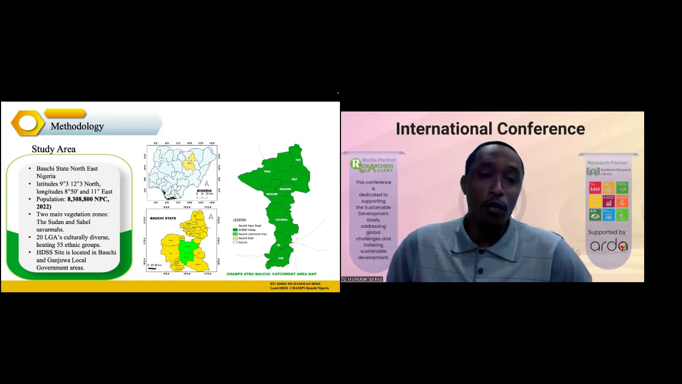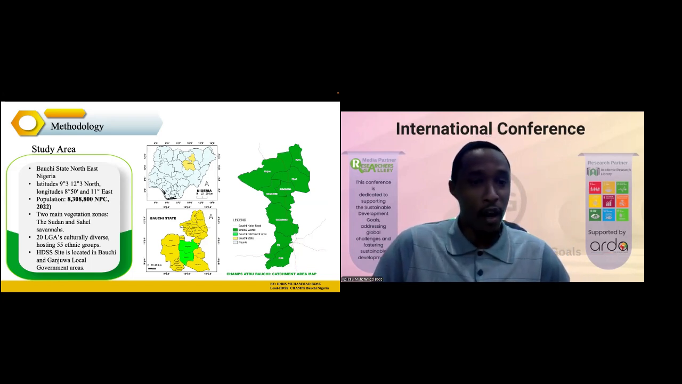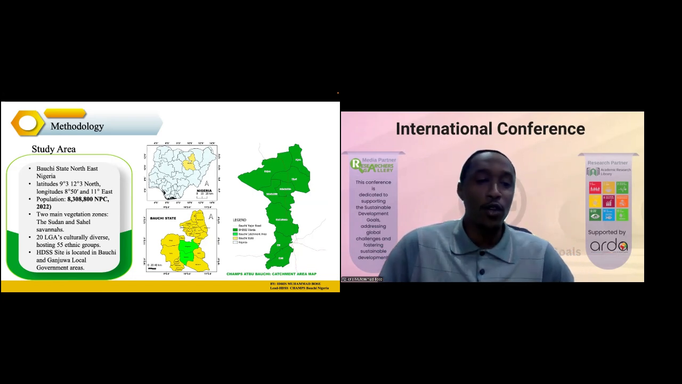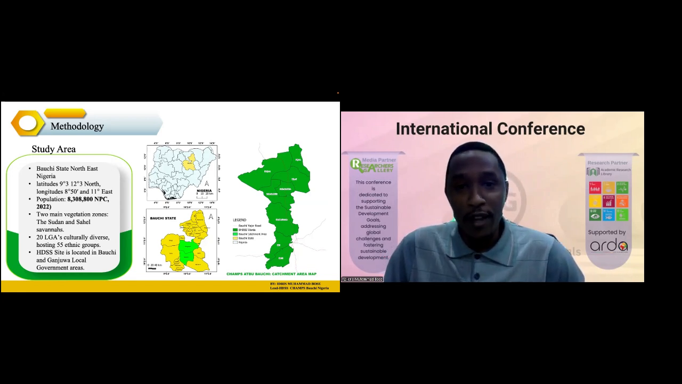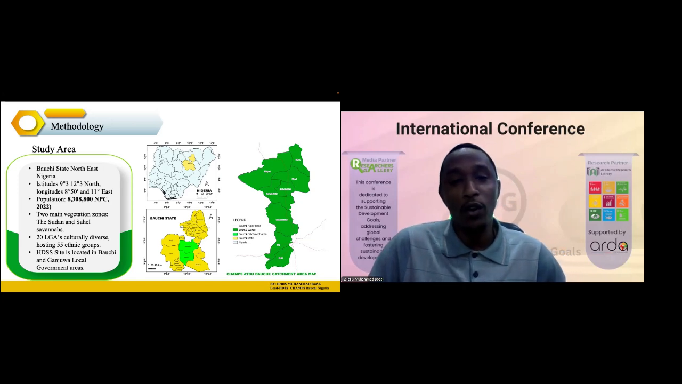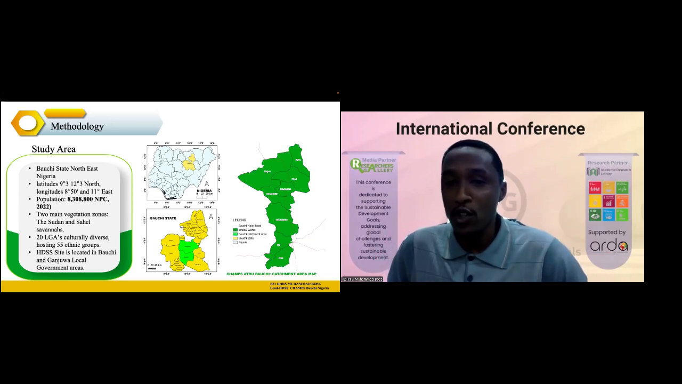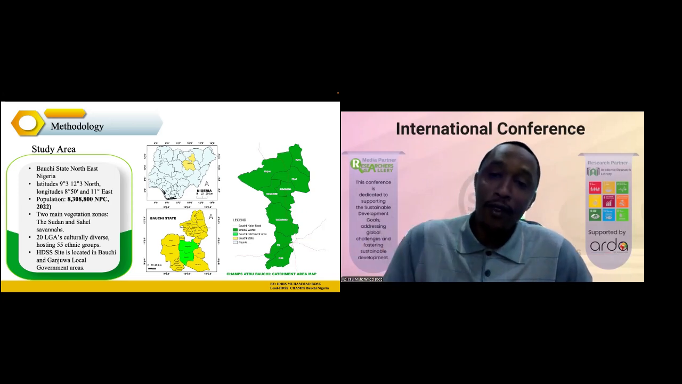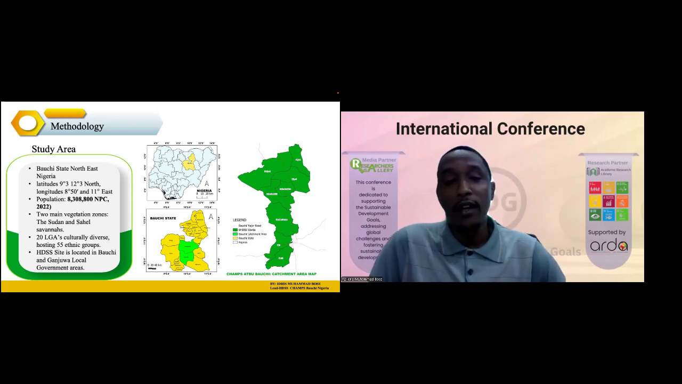The state has a total of 20 local government areas administratively, and these local governments are culturally diverse, hosting about 55 ethnic groups. The HDSS site is located in Bauchi and Ganjuwa local government areas, that is 2 out of the local governments. From the right-hand side, a map of Nigeria locating Bauchi State, and down, a map of Bauchi State showing the 20 local governments and the 2 local governments where our HDSS area is located. And these are the administrative wards. We have 8 administrative wards where the HDSS area is located.